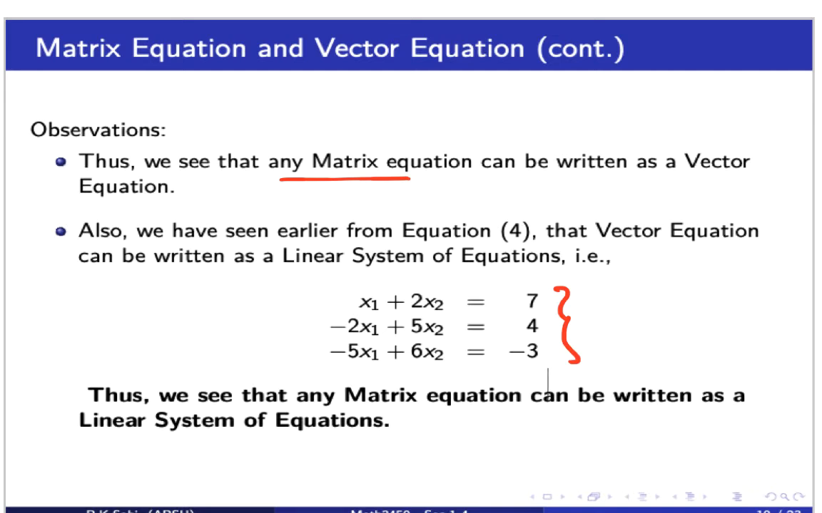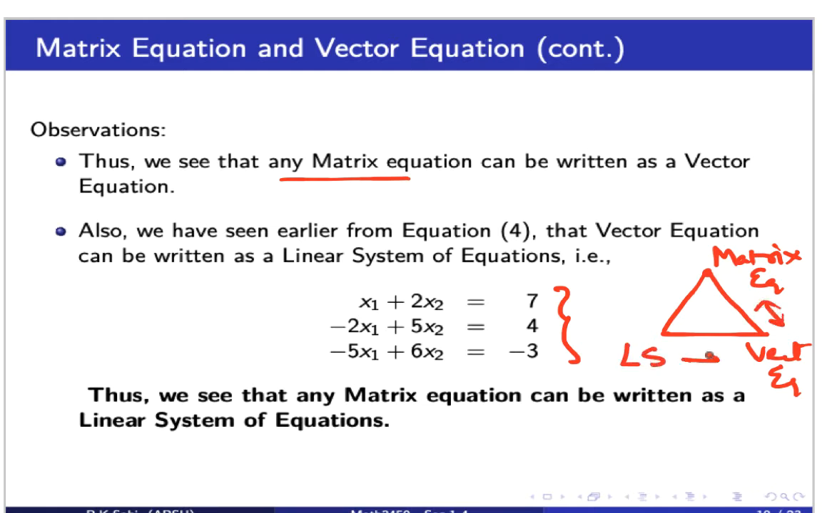So if I'm given a linear system, I can easily write down a vector equation. If I'm given a vector equation, I can write down a matrix equation. So I can basically go between the three. In other words, these are like the edges of a triangle. If I have a matrix equation, I can easily write it down as a vector equation. And if I have a vector equation, I can write down a linear system. So I can go between linear systems and vector equations, and between linear systems and matrix equations. In other words, I can easily go between these three topics.